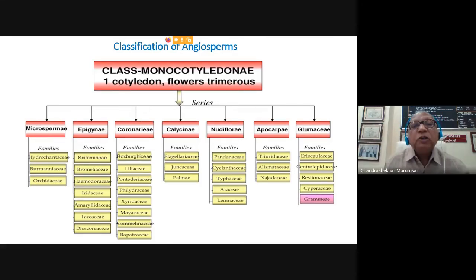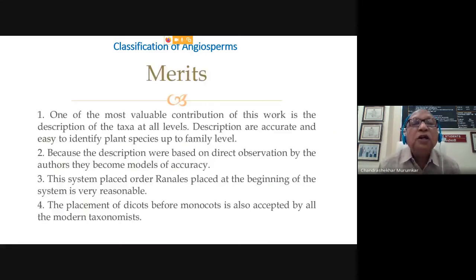So when we are talking about this classification of Bentham and Hooker, what are the merits? Because we have studied the classification system of Bentham and Hooker last time in detail. You have all the data with you. One of the most valuable contributions of this work is the description of the taxa at all levels. Both were taxonomists, and that's why they have written the description of each and every plant up to the minute details. Even he has taken the measurements.